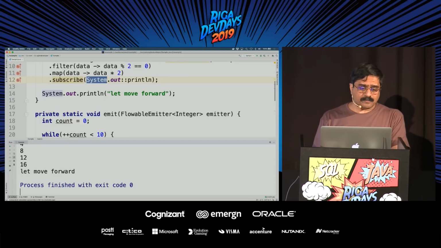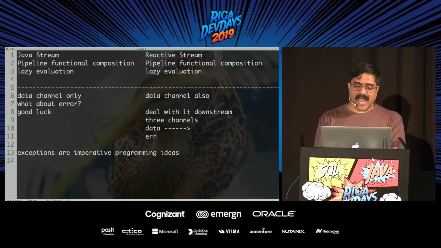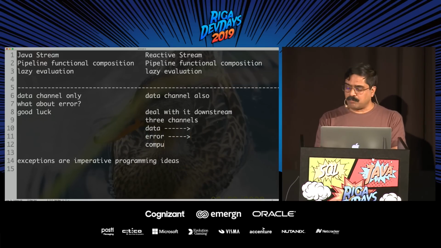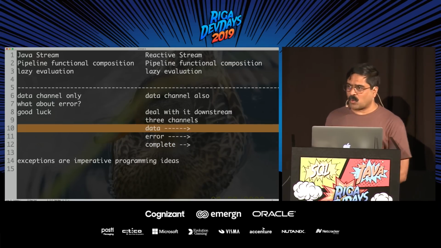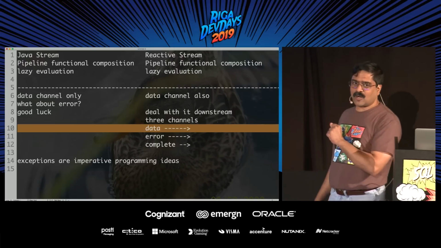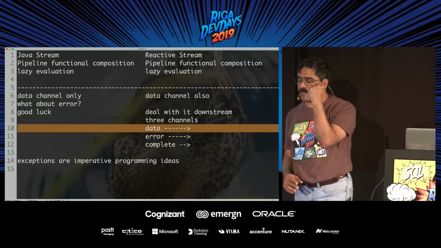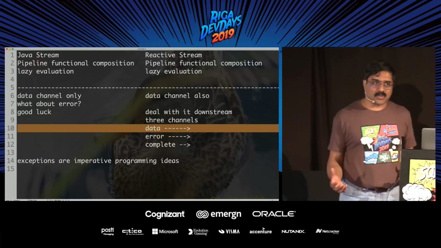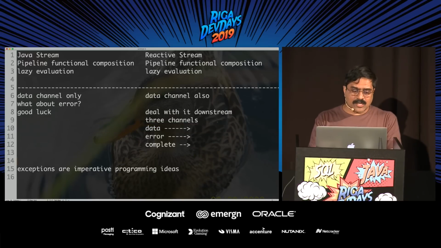Well, that's great. But what's going to happen if things were to go wrong? You have an error channel, and through the error channel, you get the error, and there's a complete channel through which you'll get a complete message to signal that there's no more data coming in. But the way this works is, if there is an error, you get an error through the error channel, but the data channel will close up.